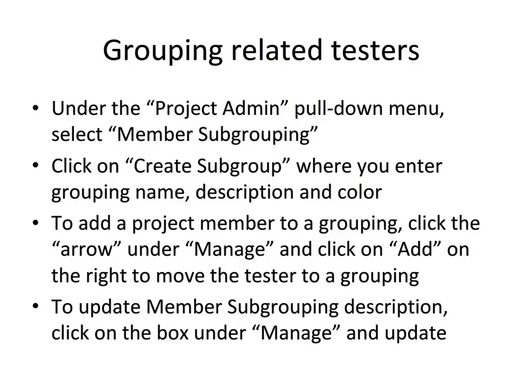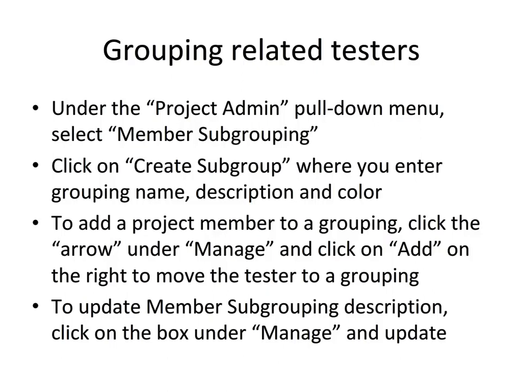For those who've never been an admin before, you have a responsibility to try to group your people and your projects under the YSTR report. And it's a pretty straightforward procedure. Under the project handbook admin pull-down menu, you select member subgrouping. And then there's a create subgroup. That's where you enter the grouping name, a short description, and then you have a unique color code that will help separate visually each group.